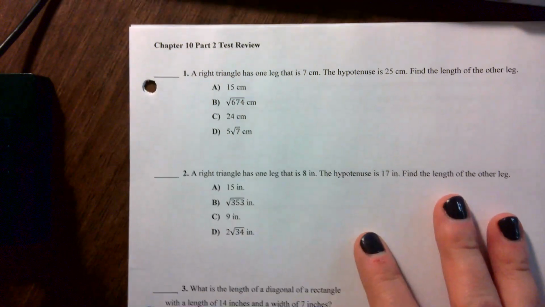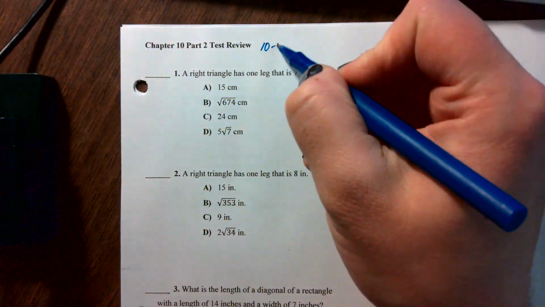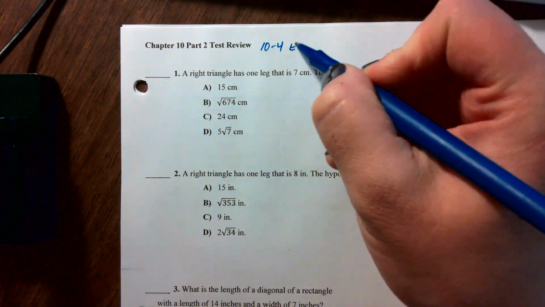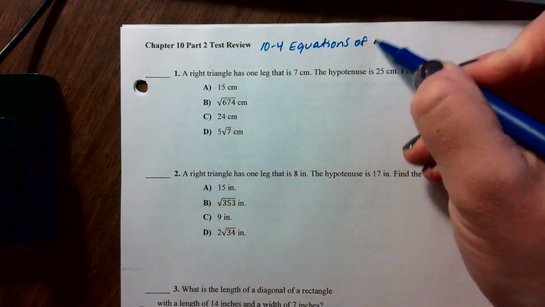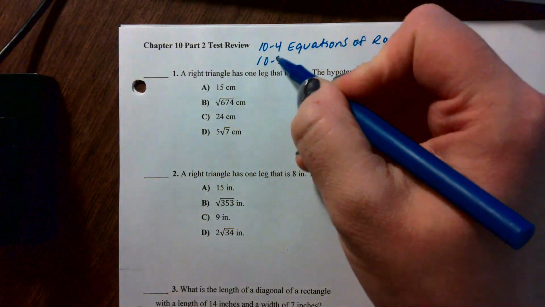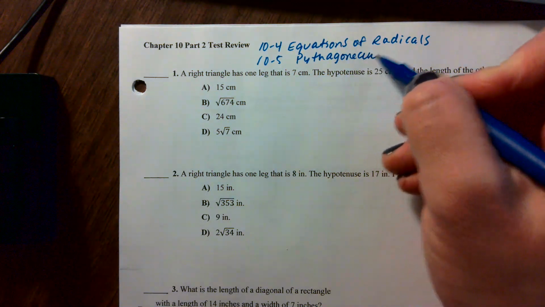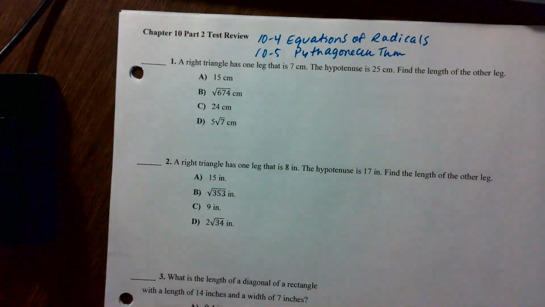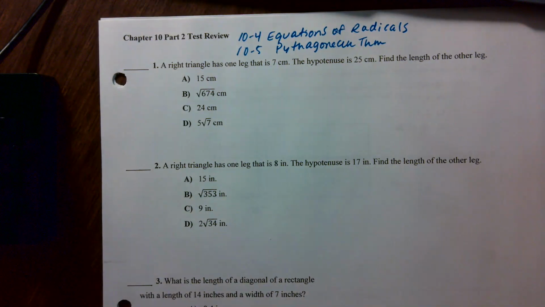Okay, this is chapter 10, part 2 review. This is on 10.4, and that's equations of radicals. And 10.5, Pythagorean theorem. Okay, that's what this whole second half of the chapter is about.